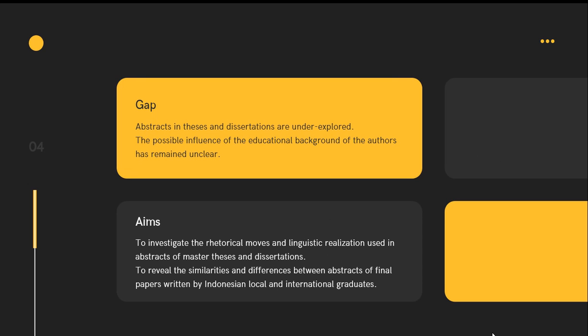Therefore, the present study aims to investigate the rhetorical moves and linguistic realizations used in abstracts of master theses and dissertations, and to reveal the similarities and differences between abstracts of final papers written by Indonesian local and international graduates.